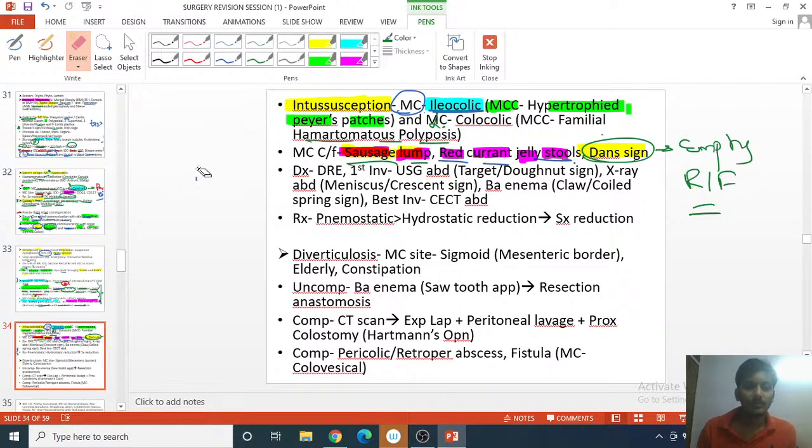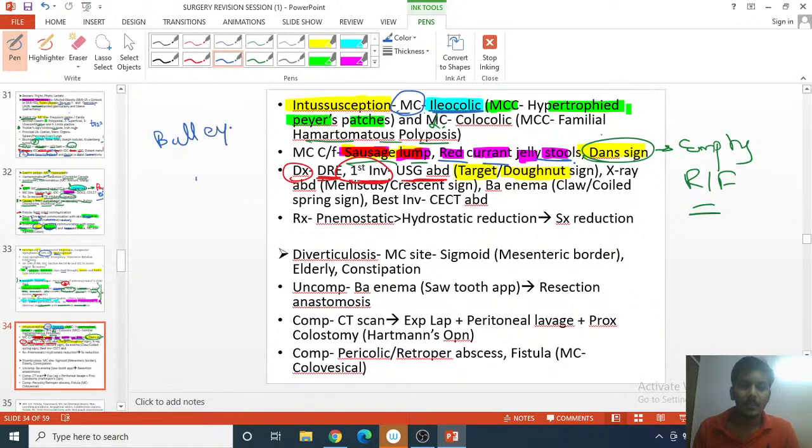What will you perform for diagnosis? For diagnosis, you perform a digital rectal examination. But the first investigation that you perform in cases of intussusception is again your ultrasound abdomen. I have told you, the first investigation in cases of abdominal pathologies is your ultrasound abdomen. It is a handy investigation. On ultrasound abdomen you will see which sign? Target sign or donut sign, also known as bull's eye sign.